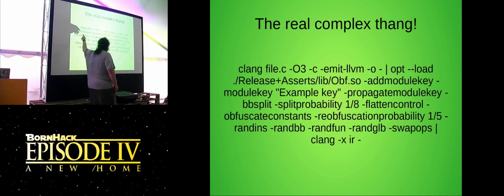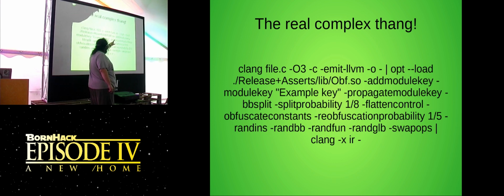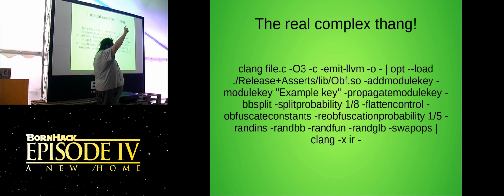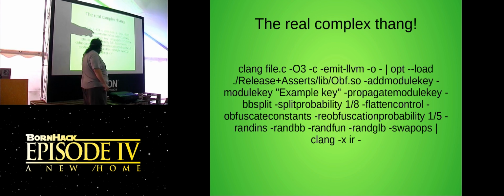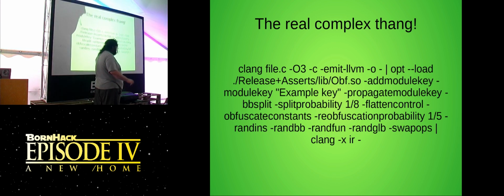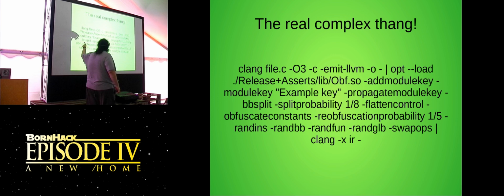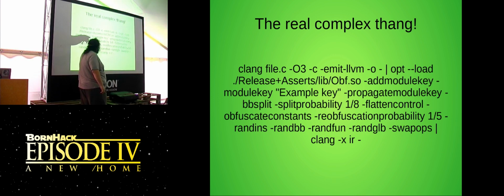Basically, what we are doing here is that we are loading the obfuscation library. Then we are adding the module key. This key represents the obfuscation key for everything that doesn't already have an obfuscation key. For example, we can have a function with an obfuscation key, but we might not have defined obfuscation keys for every function, and we still want obfuscation to happen on all of the functions. So that is why we have this. The propagate module key will pick the module key and apply it to every single function that doesn't have any obfuscation key.